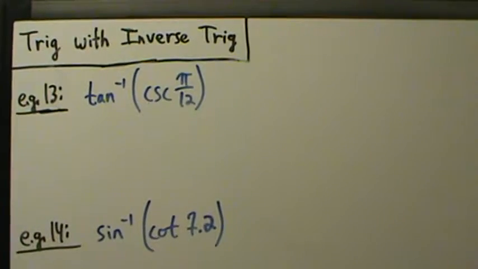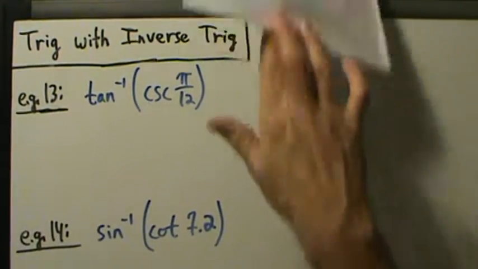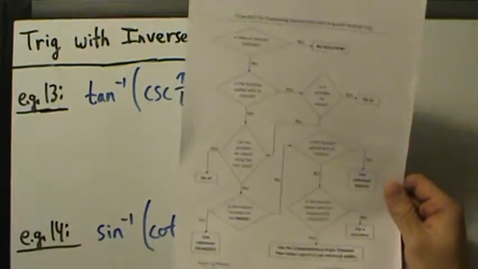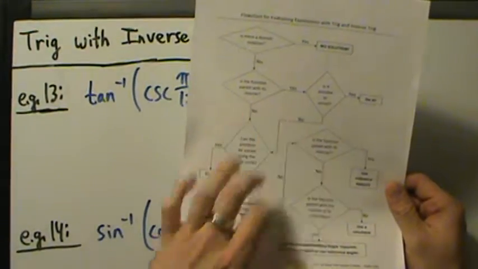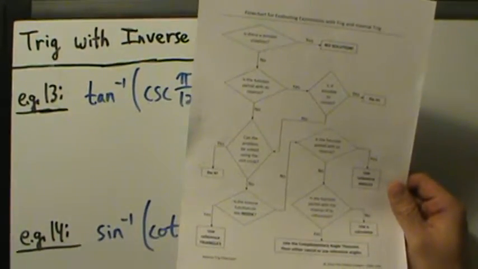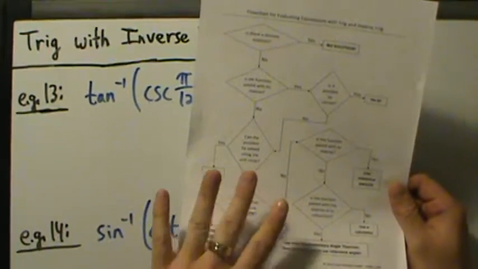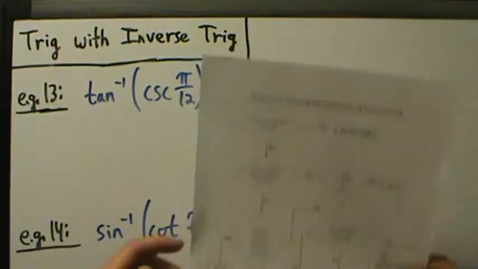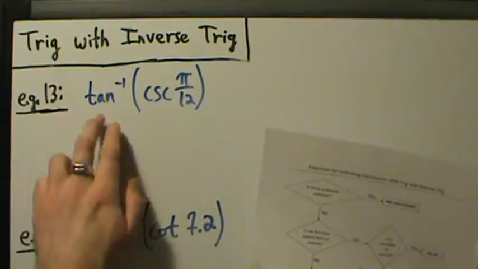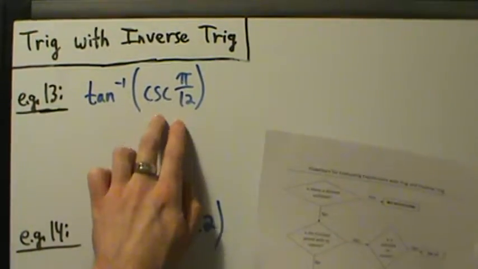Here are two more examples of evaluating trig with inverse trig. We're going to use this flowchart that we've been using. If you want to copy this flowchart to follow along with, check the video description. There's a link in there. You can click that link, open this up, print it out, and follow along if you'd like. Okay. So example 13, inverse tangent of cosecant of pi over 12.